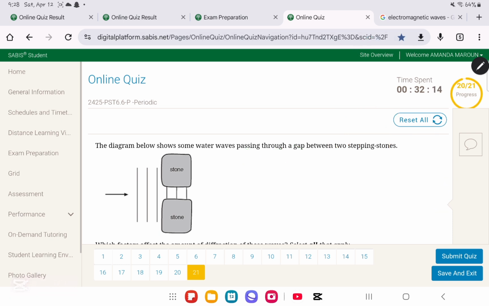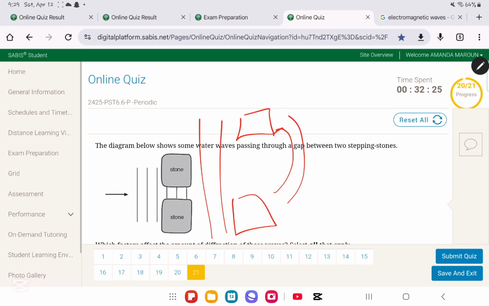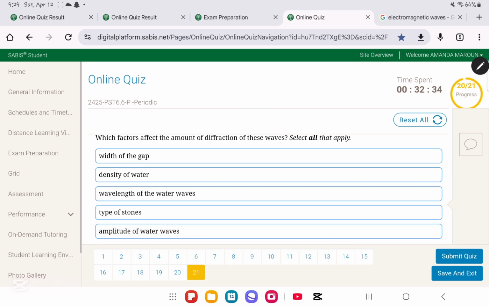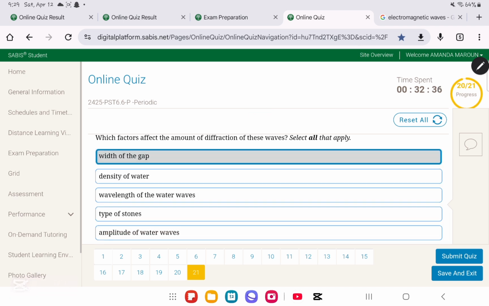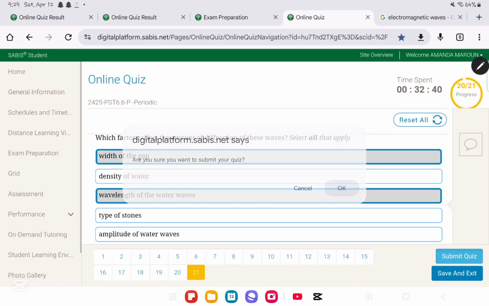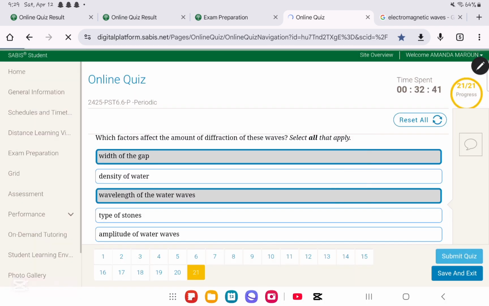Another thing would be the size of the wave, or the wavelength. So let's say you had two stones separated like this. If the gap was this big, then definitely it's going to diffract. However, if it was small and the wave passes through the gap, it's not going to diffract. So the amount of diffraction of these waves depends on the width of the gap and the wavelength of the water waves. Let us submit, and hopefully, I'm praying, we don't have any mistakes.